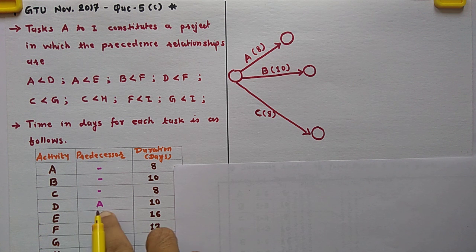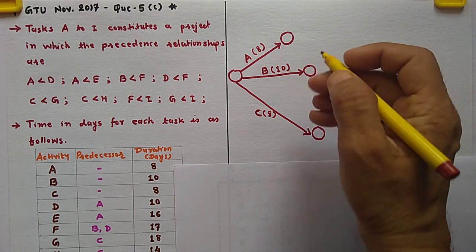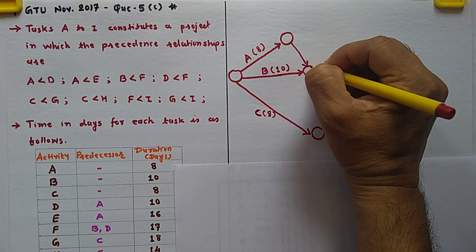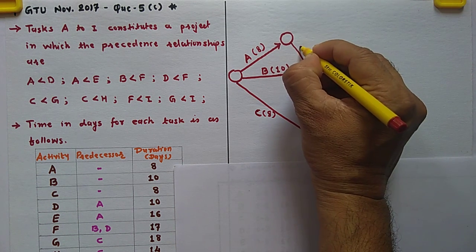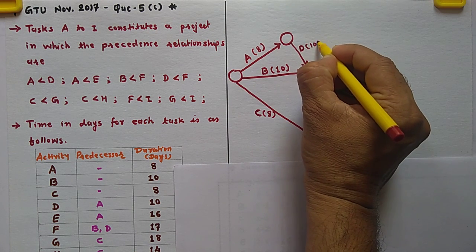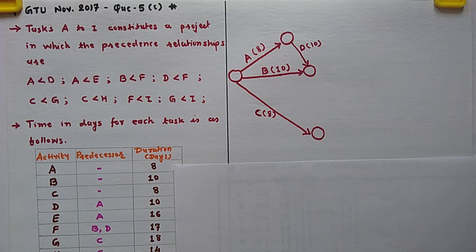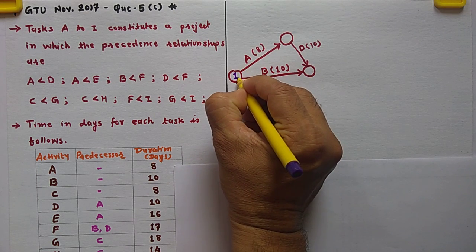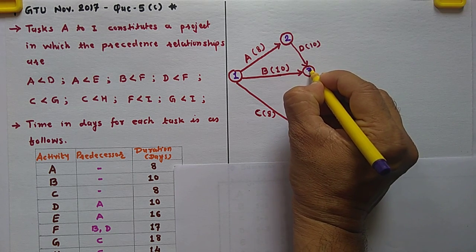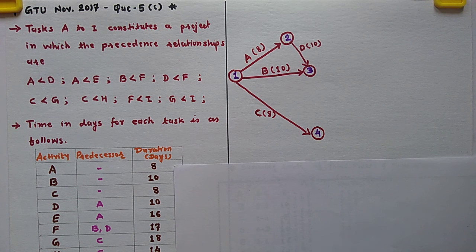Then activity D, A is the predecessor, but B and D will merge in one event, so you have to draw activity D in this direction. So in this event B and D will merge. This is activity D and the duration is 10 days, so write down 10. As well, you have to write down the event numbers: this is event number 1, event number 2, event number 3 and event number 4.